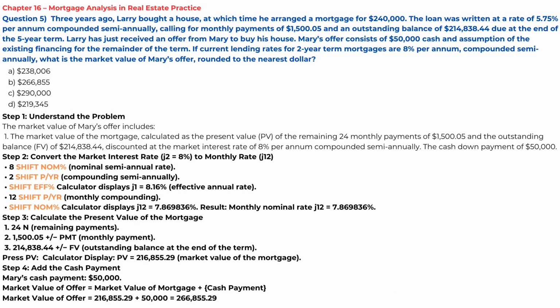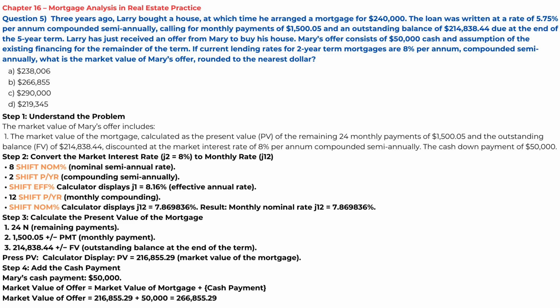Question 5. 3 years ago, Larry bought a house, at which time he arranged a mortgage for $240,000. The loan was written at a rate of 5.75% per annum, compounded semi-annually, calling for monthly payments of $1,500.05 and an outstanding balance of $214,038.44, due at the end of the 5-year term. Larry has just received an offer from Mary to buy his house. Mary's offer consists of $50,000 cash and assumption of the existing financing for the remainder of the term. If current lending rates for 2-year term mortgages are 8% per annum, compounded semi-annually, what is the market value of Mary's offer, rounded to the nearest dollar?